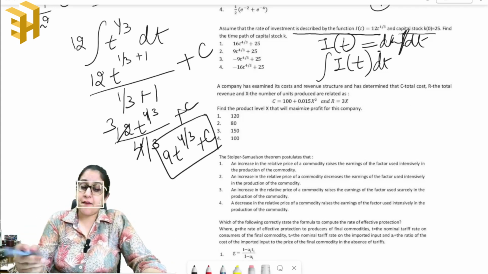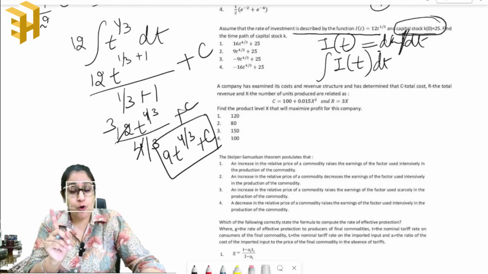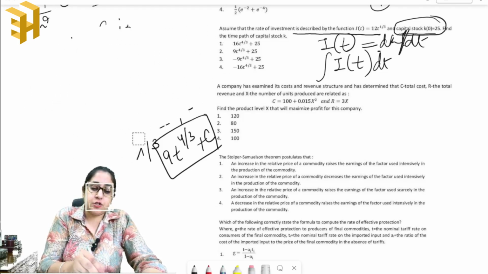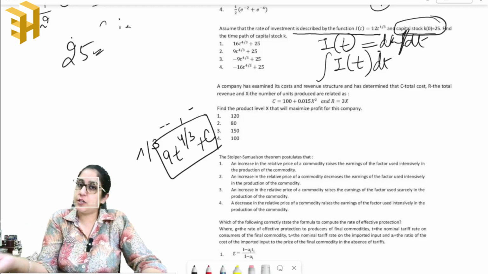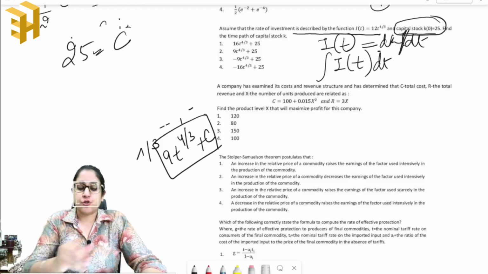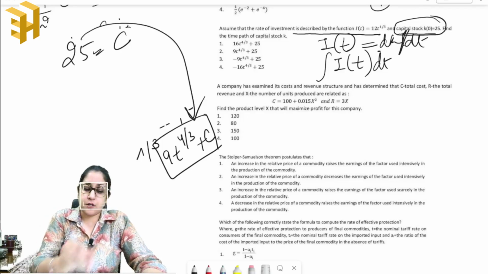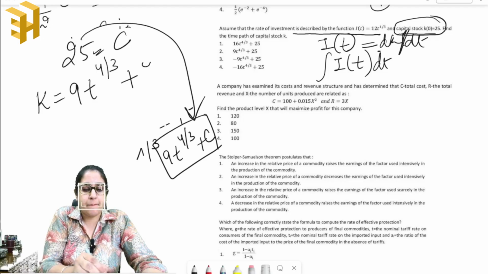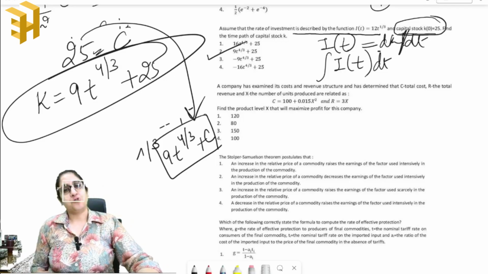Okay, now what we have to find is the function. So we are given that k at the time 0 is 25. So when we substitute t is equal to 0, we get 25 is equal to 9 into 0 is 0 plus c, so c is equal to 25. So we are given the constant function as 25. So putting this constant in this equation, we get k is equal to 9t raised to power 4 by 3 plus 25. So this is our answer, option 2 here.